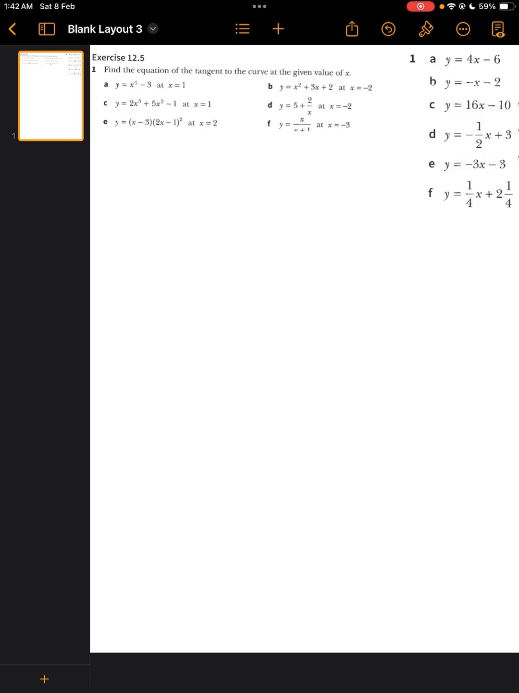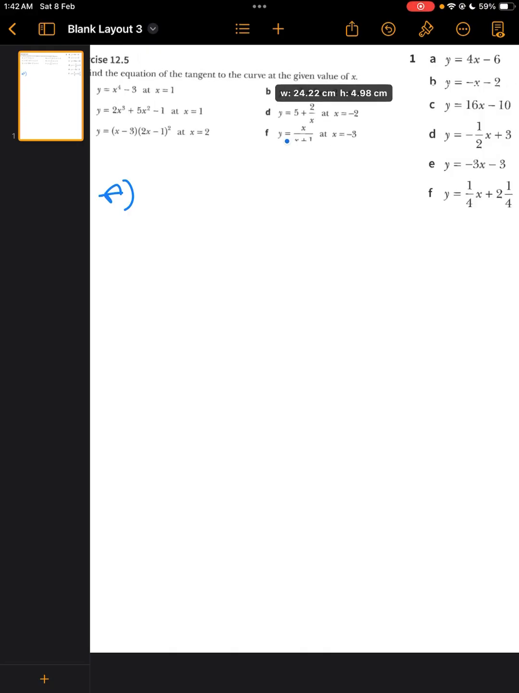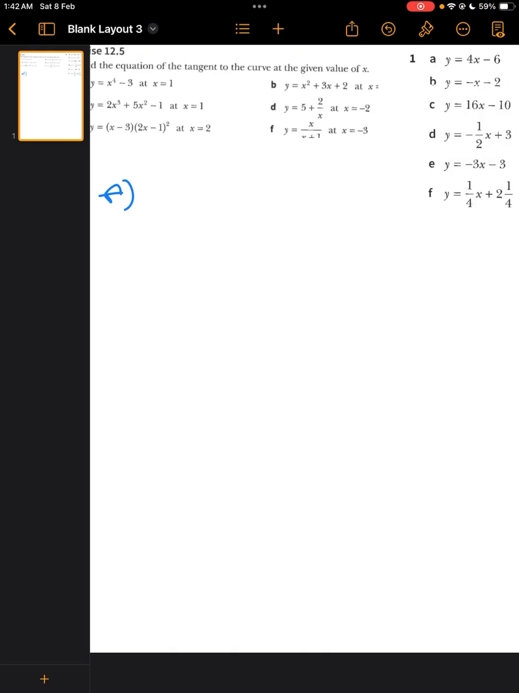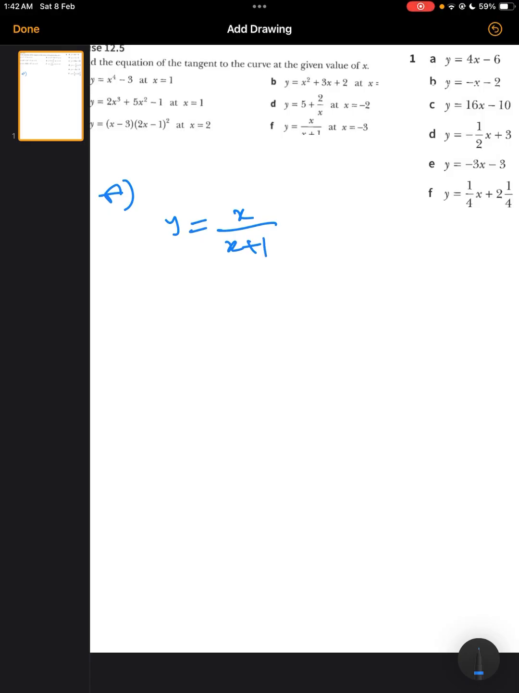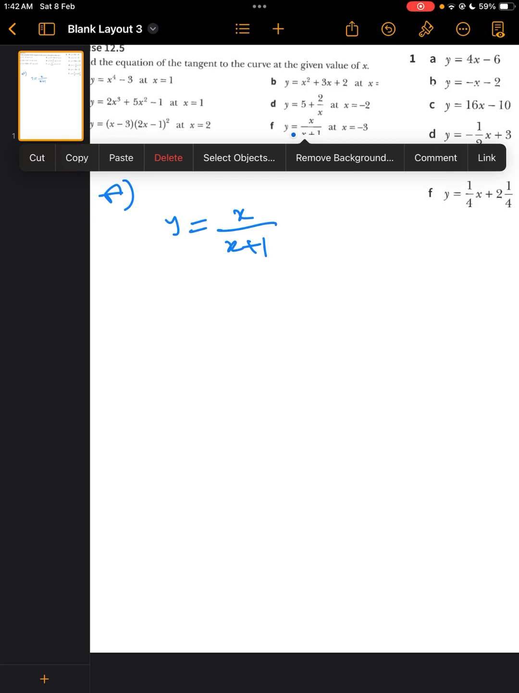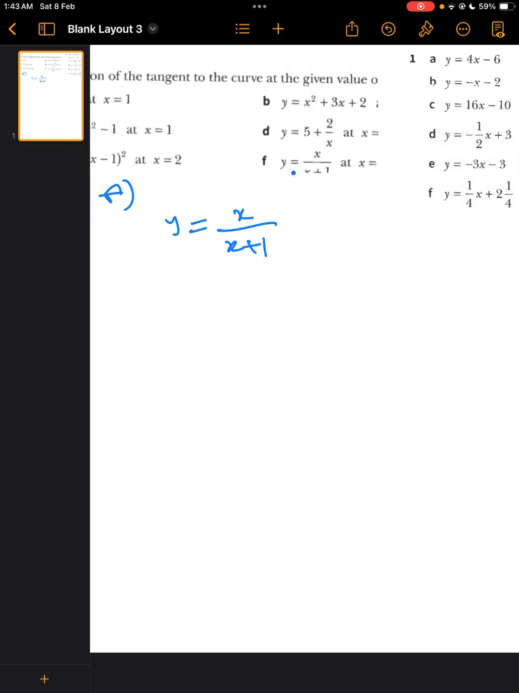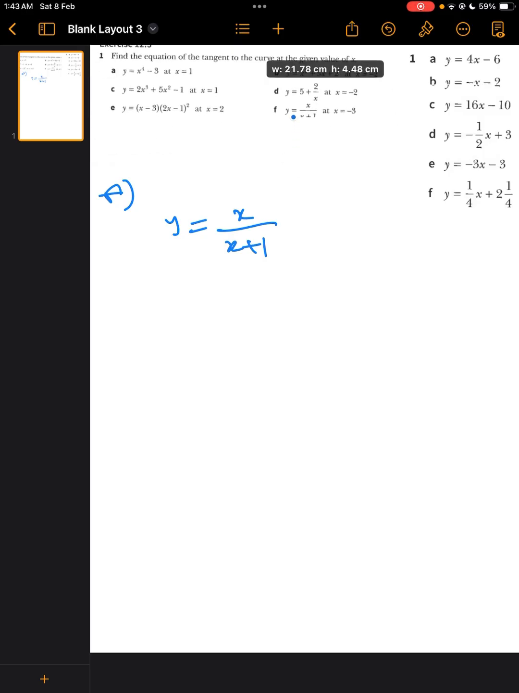I cropped it so roughly, so I'm guessing it is y equal to x divided by x plus 1. I'm not sure. It must be x plus 1. Okay, let's see.